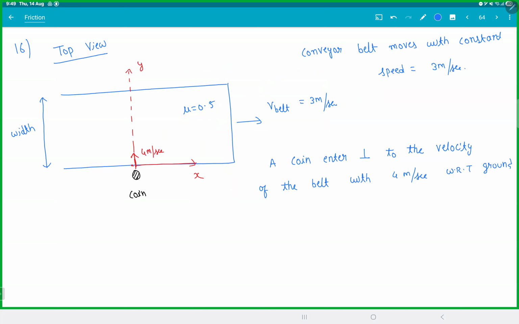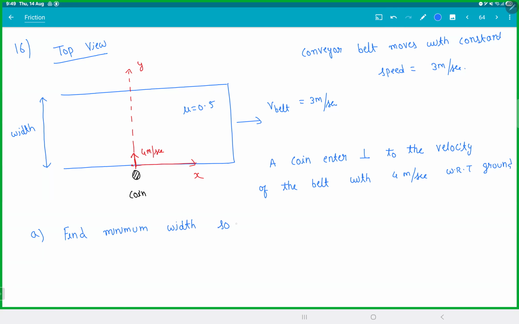What is happening? The belt is going to the right and someone just hit a coin straight into it. If the conveyor belt was at rest, the coin would have gone straight. Now, because the conveyor belt is moving, it is going to mess up the coin. So the first question, find the minimum width of the belt so that the coin does not go to the other side. I don't want the coin to go and fall on the other side. You don't want it to cross the conveyor belt.